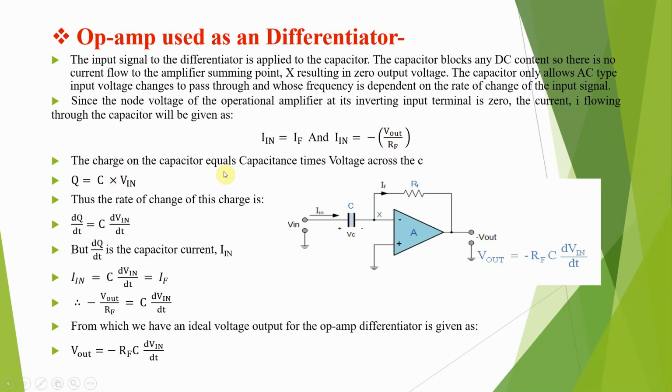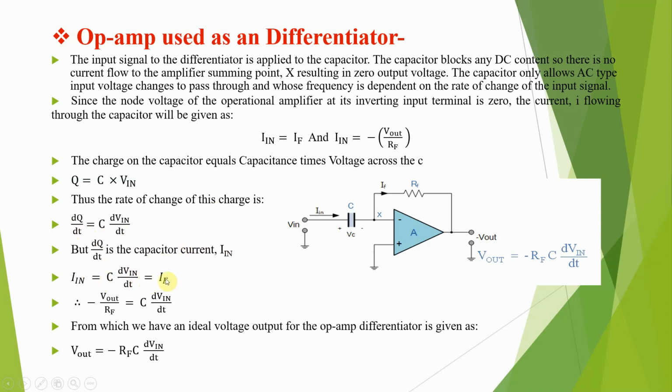The charge on the capacitor: charge is always capacitance into voltage. Thus, the rate of change of charge, dq by dt, is equal to C, which is constant, dVin by dt. But dq by dt is the capacitor current, that is Iin, because current is always the change of charge with respect to time. Then put Iin equal to C dVin by dt. This is Iin, and C dVin by dt is equal to IF, because Iin is equal to IF.